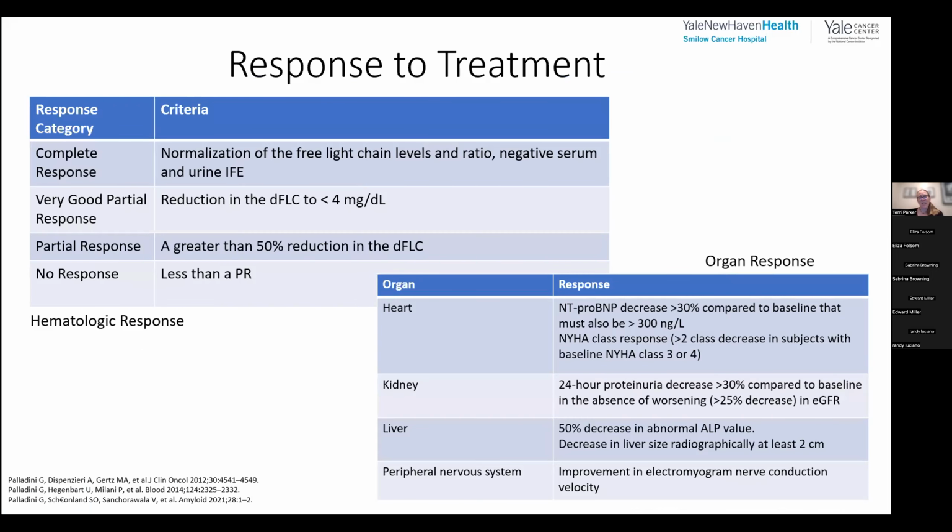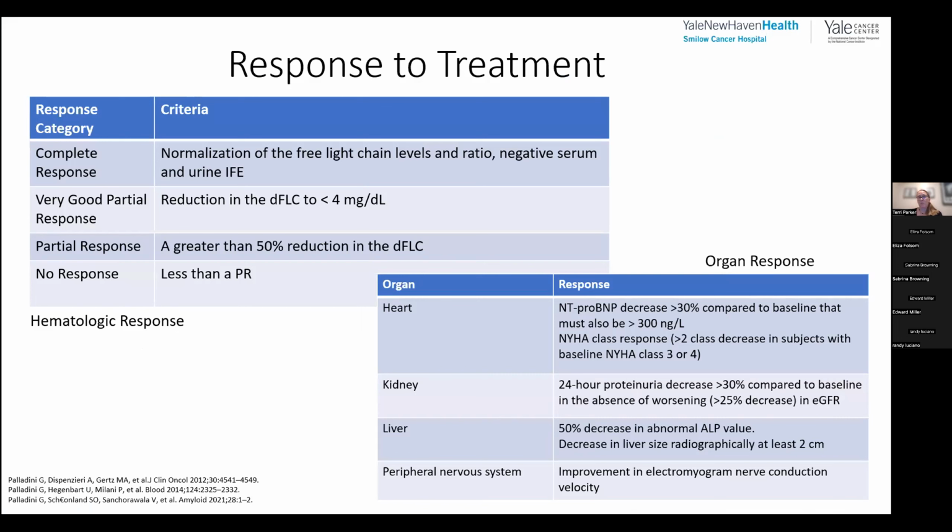And so I think the important thing as we talk about treatment is we also have to be making sure our patients are responding to therapy. And so when we talk about response to treatment, there's two things that we talk about. The first is hematological response. We define a hematological complete response as normalization of the serum free light chain levels and ratio, and a negative serum and urine IFE or immunofixation electrophoresis.